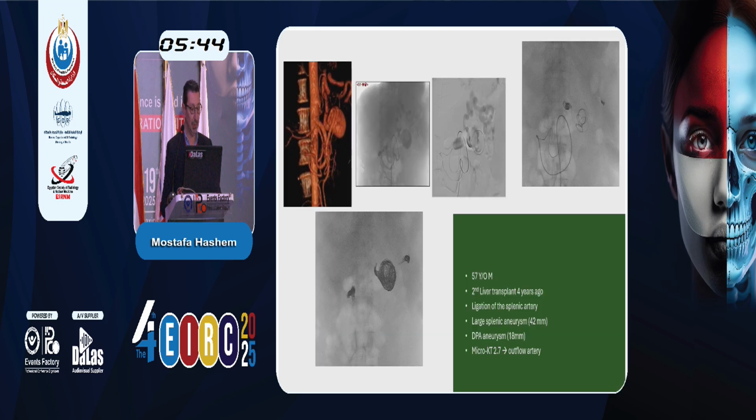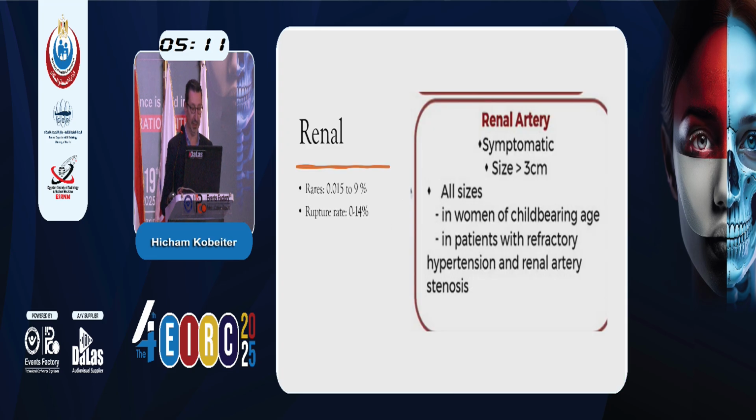Sometimes it's more difficult to assess if the patient has had a liver transplant, with ligation of the splenic artery and a lot of tortuosity. So we need to go through the collaterals to do the embolization. The movies are not working, but we're going to see other cases a little bit later.